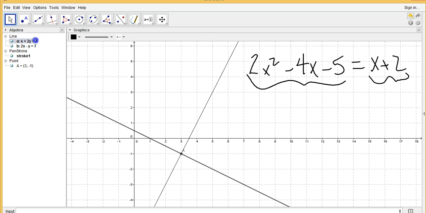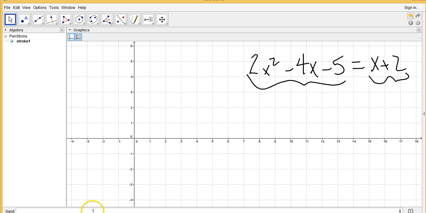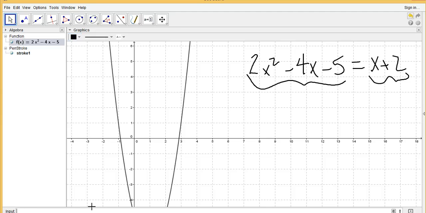I'm going to go ahead and just delete these two lines. And now down in my input, I'm just going to input each expression. The left side of our equation is just 2x squared minus 4x minus 5. When I hit enter, there's our quadratic. And we want to find the x and y coordinates that are the same in this linear pattern, x plus 2, so I'm going to graph that as well. So we can see our quadratic number pattern with these x and y pairs, and we could even put a point on here and check it out.